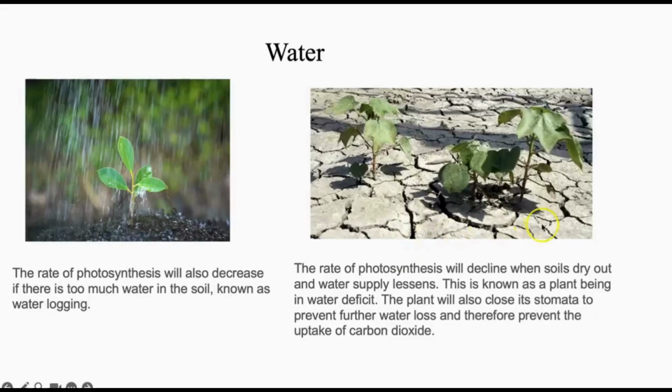Why is it decreasing? Because when there is no water, the plant will close its stomata to prevent further water loss and therefore prevent the uptake of carbon dioxide. So there is a decrease in photosynthesis.